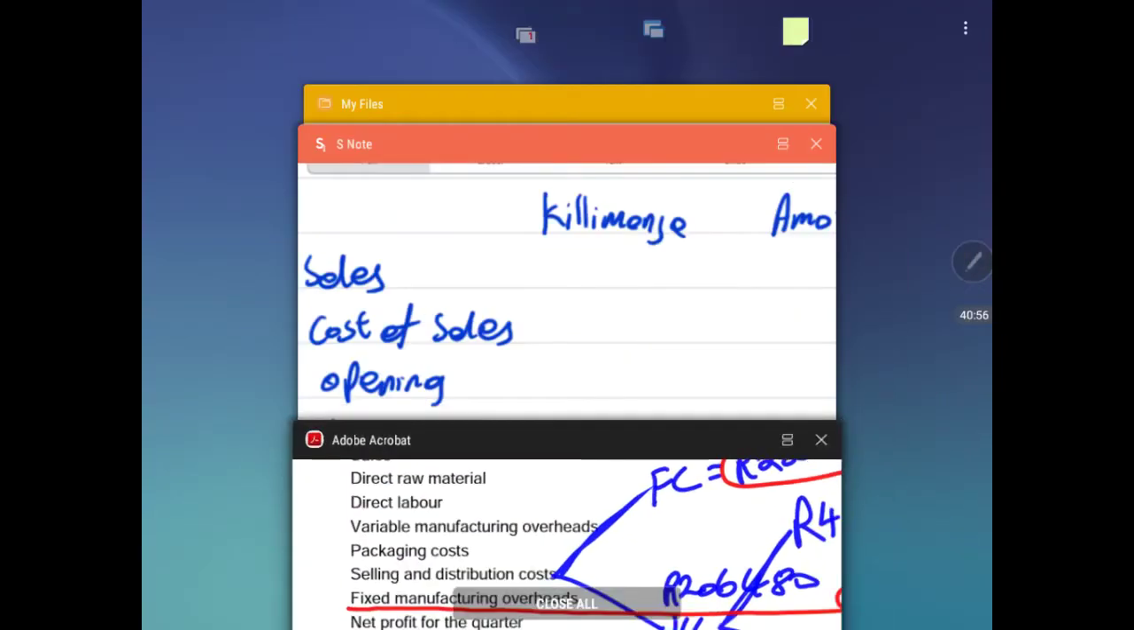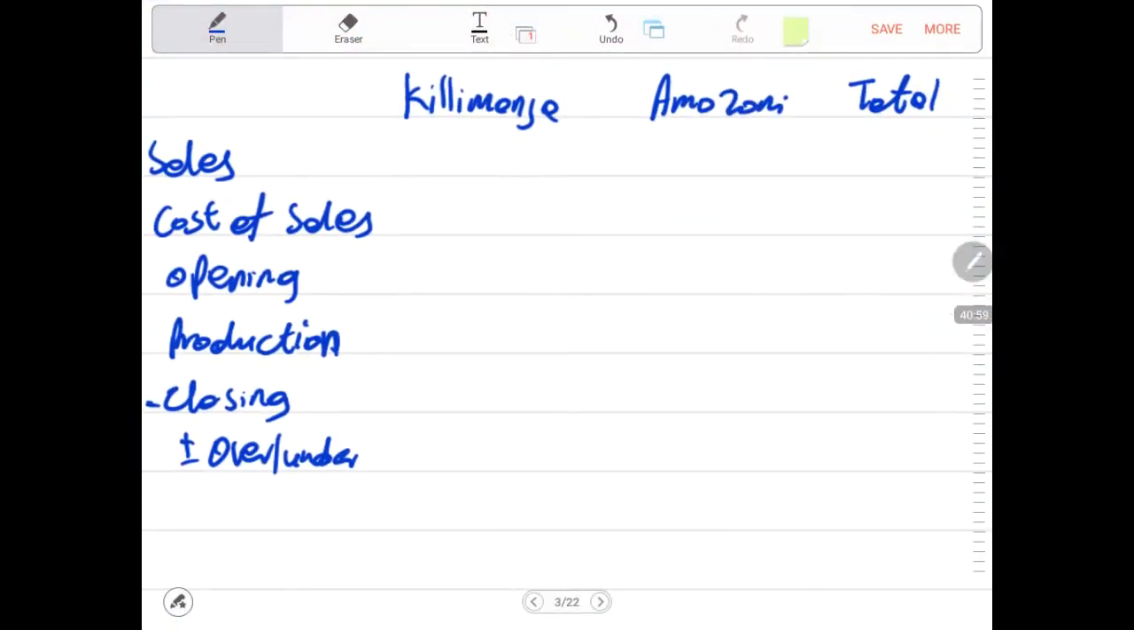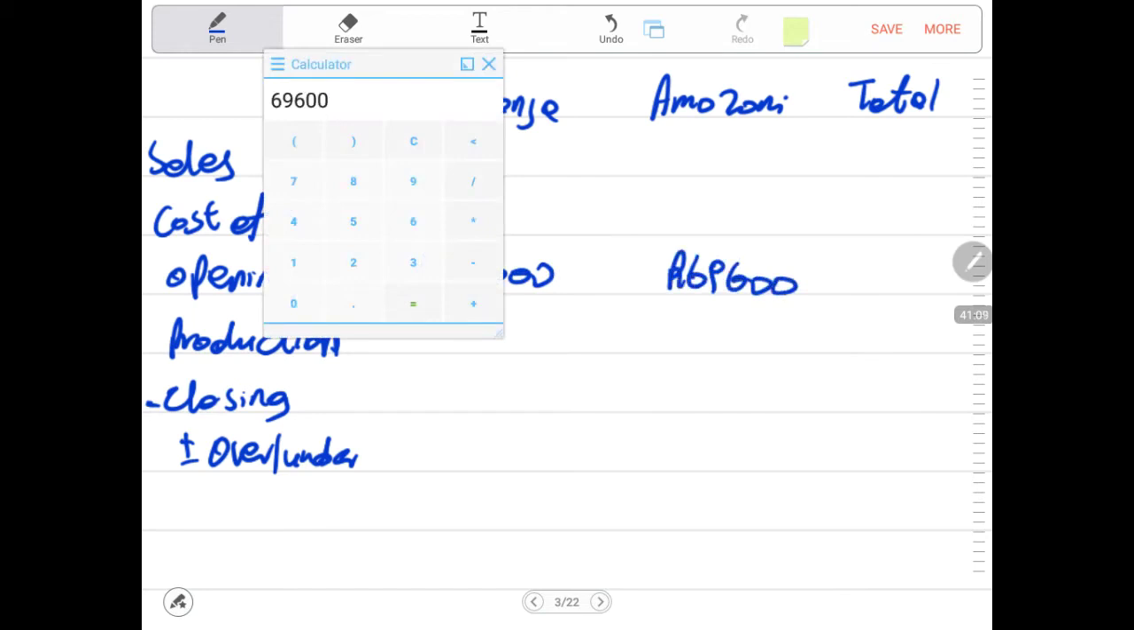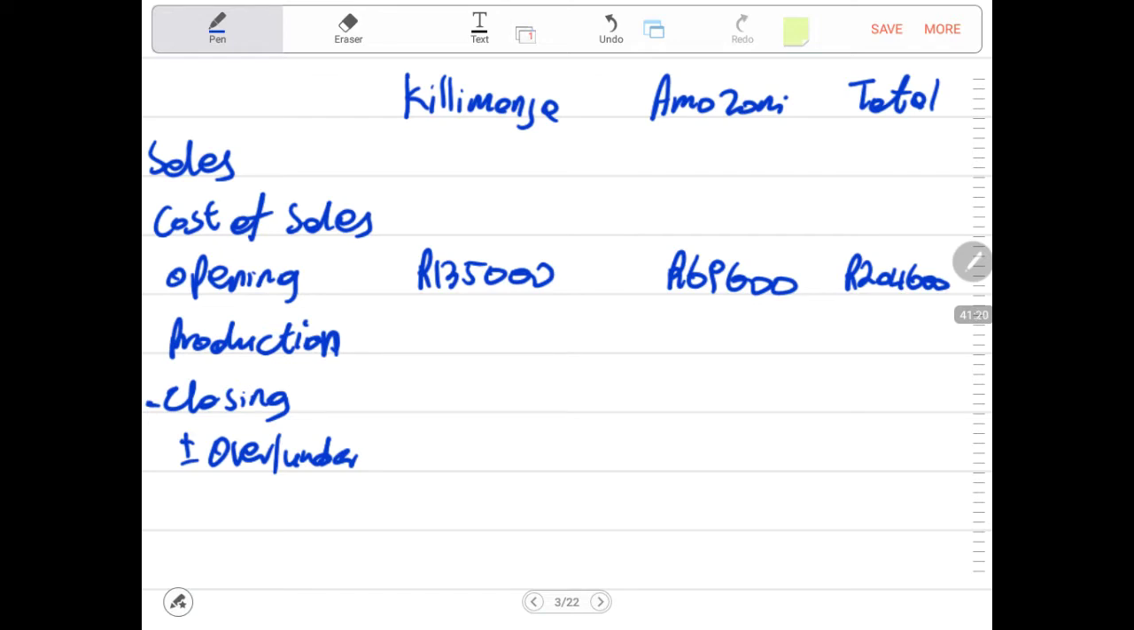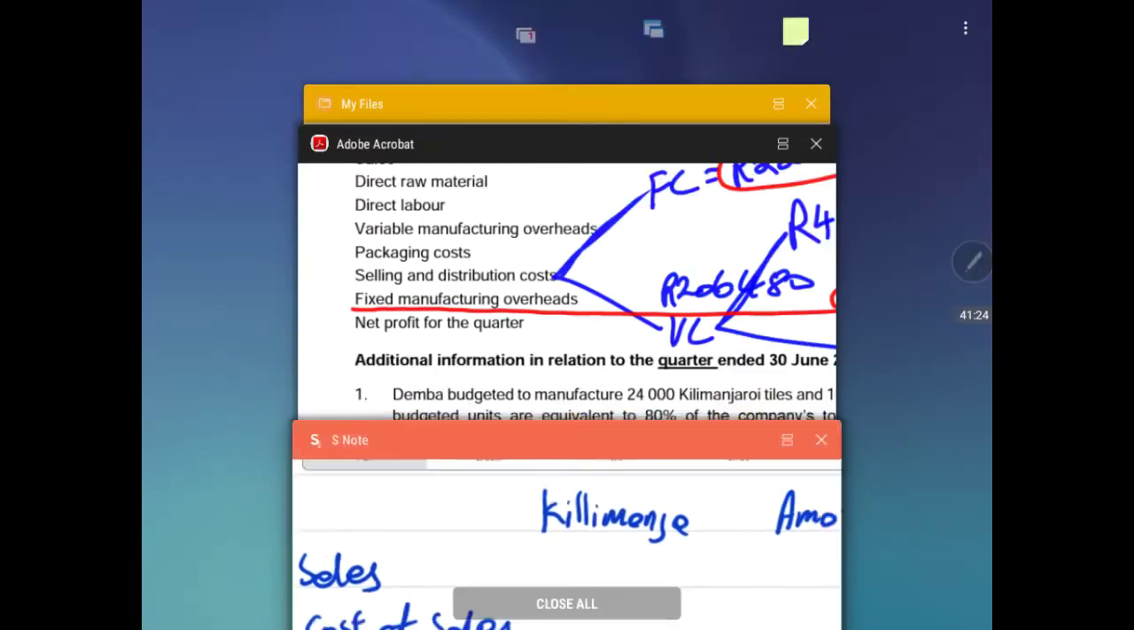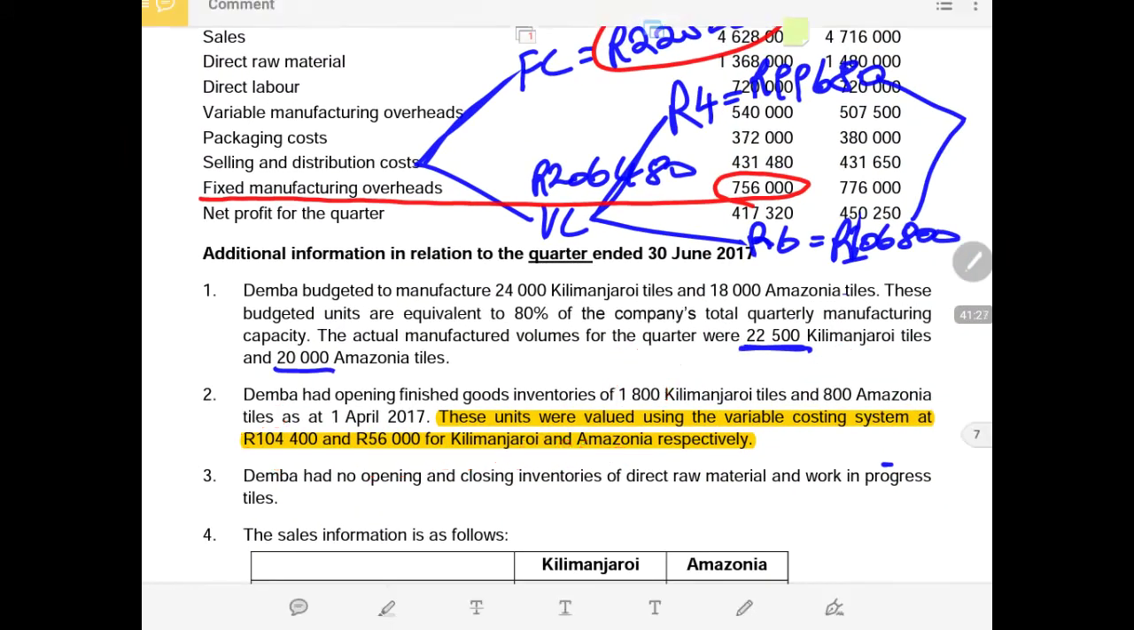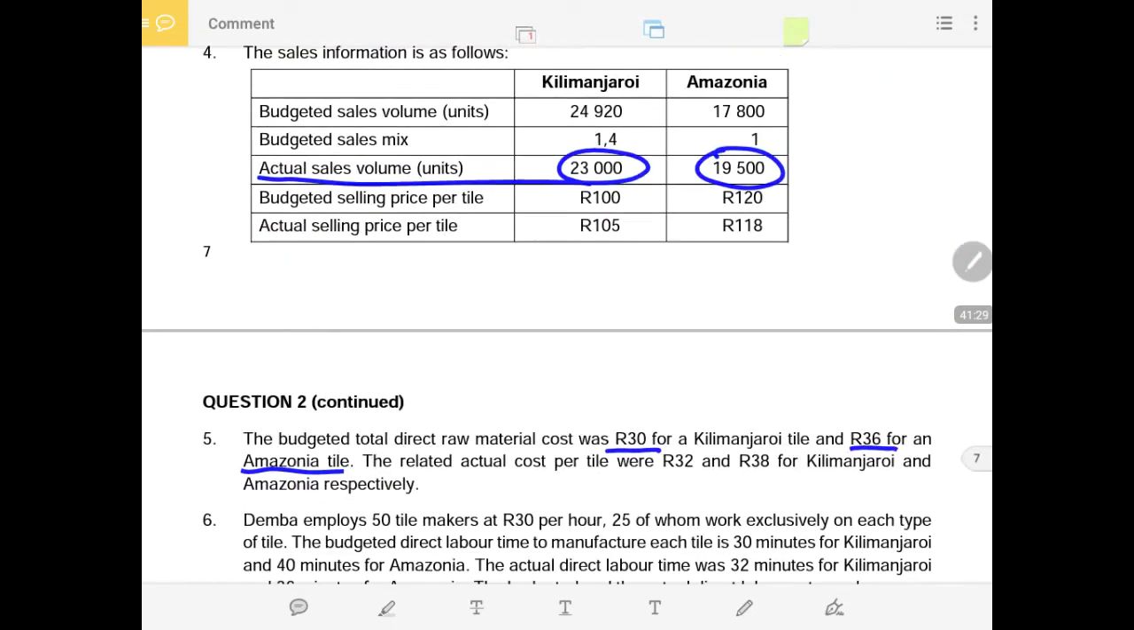So now very clearly our opening inventory, we know that for this first product it is 135,000, for the second product 69,600 rands. Then we can say plus 135,000, we get to a total of 204,600 rands. This is a very important question that I love, more especially the trick in this question is very crucial to be mindful of. Now we have highlighted that. Let's go to the second part of that same sentence.